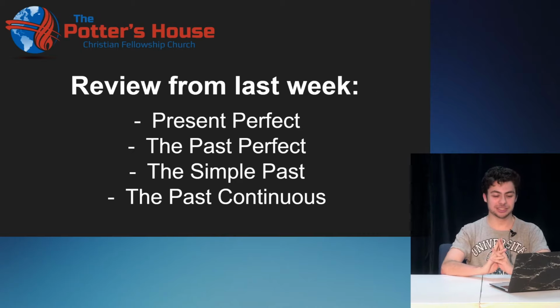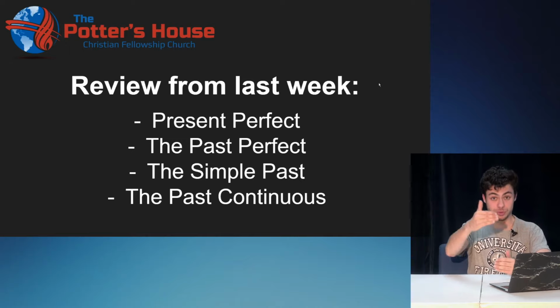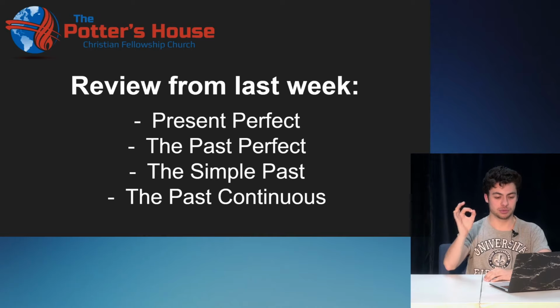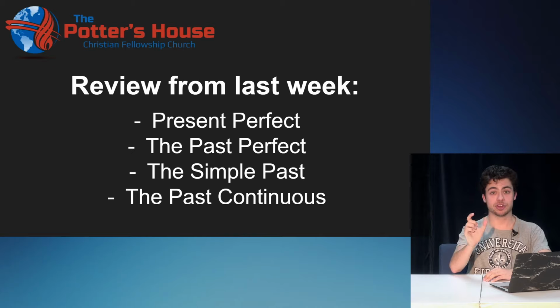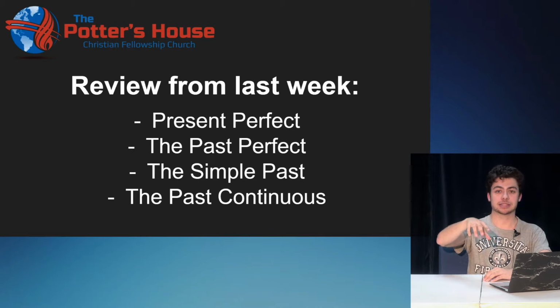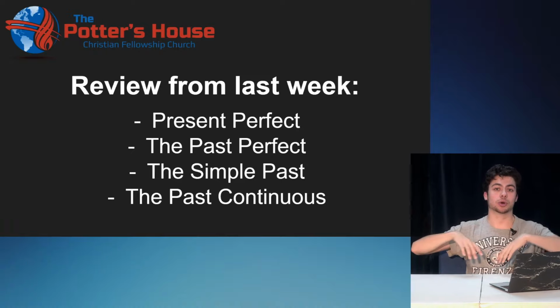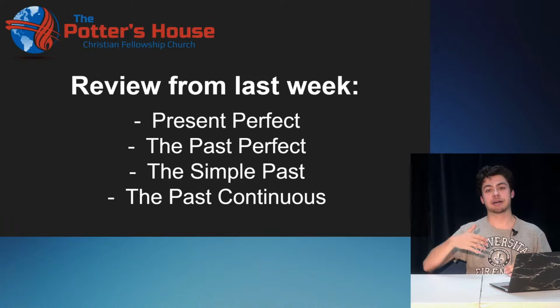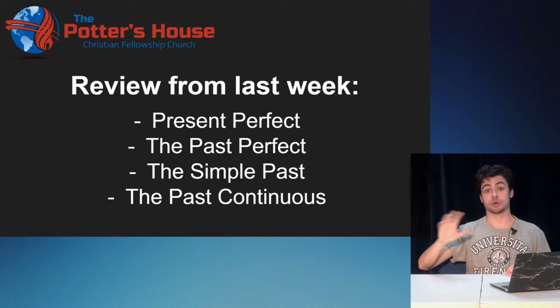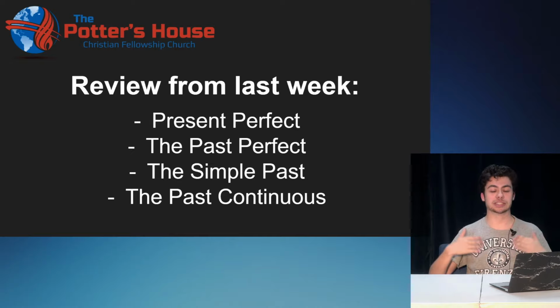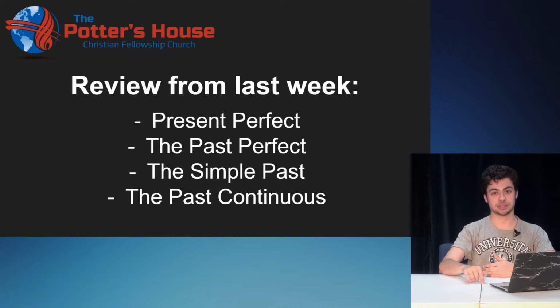So real quickly, just so that if you were here for last week's lesson, just to recap what they are briefly, the present perfect is when you have the helping verb to have and a past participle. So an example: I have lived in San Jose for so many years, right? So it's something that started in the past and continues up until the present, right?